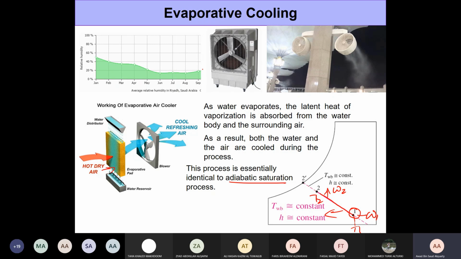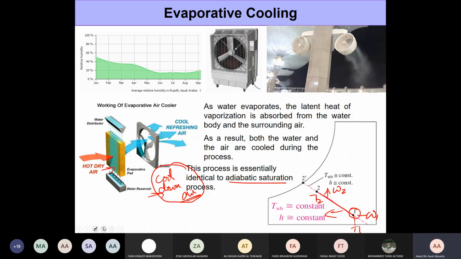Now, here we're basically making use of evaporative cooling to cool down air. All right. Although we said we are also cooling down water, here the key part is the air. That's what we care about in an air cooler, for example.